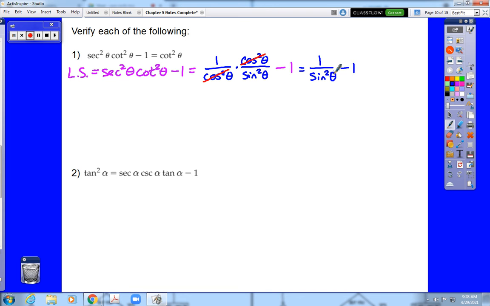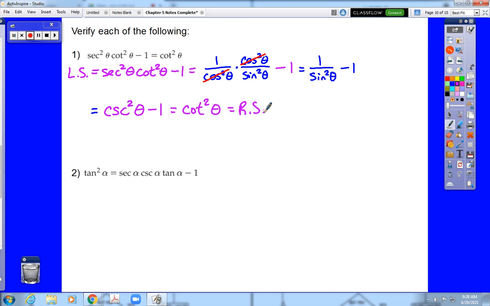1 over sine squared is equivalent to cosecant squared. So we replace 1 over sine squared with cosecant squared. We still have the minus 1. And then just like in the last example, we should recognize that cosecant squared minus 1 is one form of our Pythagorean identity, and realize that that is equal to cotangent squared, which is the right side of the equation, thus ending our verification.